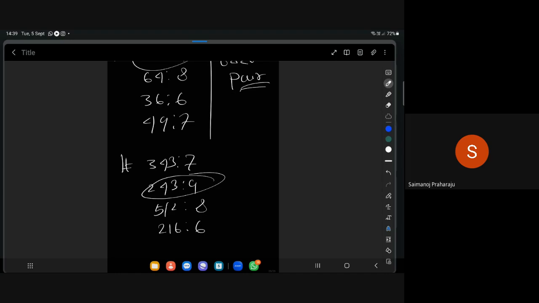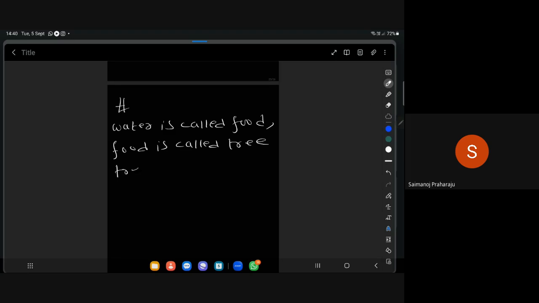Okay. Now, some more problems they will give you. This is also an analogy. They will ask you, suppose water is called fruit, food is called tree. Now tree is called sky. Sky. Now sky is called wall.